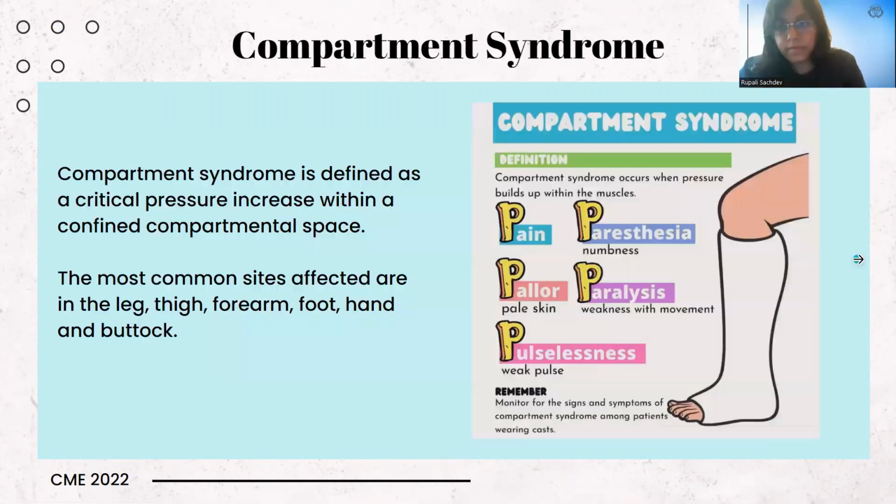Moving on. Now, compartment syndrome that I've mentioned multiple times before. So compartment syndrome is basically when you have pressure building up inside the compartments of your limbs. It can be your leg, your thigh, foot, forearm, and buttock. So what are the signs that you look for? The 5 P's of limb ischemia: pain, paresthesia, pallor, that is pale skin, paralysis, that is weakness with movement, and pulselessness. You'll not be able to feel the distal pulse.